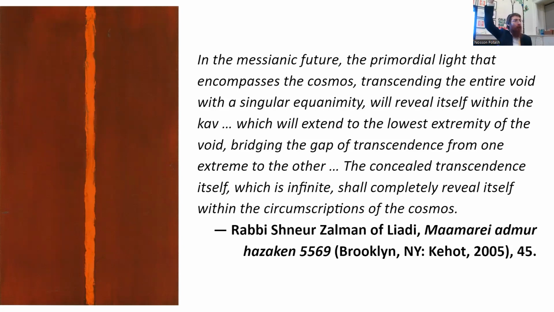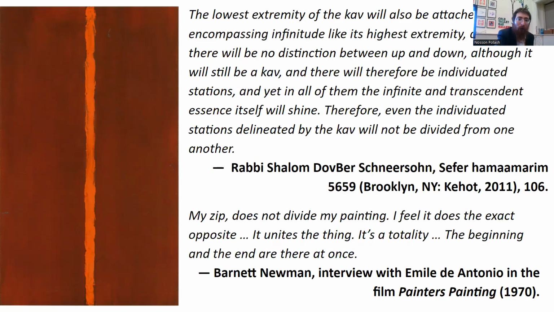So here we have the Kav going, not petering out as it gets lower into the world. It's going to go all the way through the world, and the infinitude will go all the way through the world till the bottom. And let's go to the next quote. This is from Rashab, the fifth Chabad Rebbe. It's in the last discourse of a famous series of discourses known as Ranat.